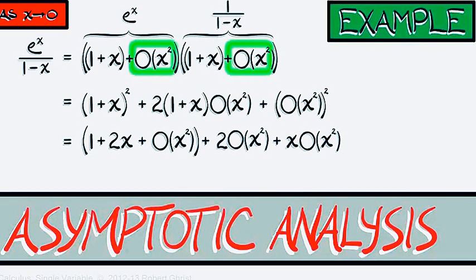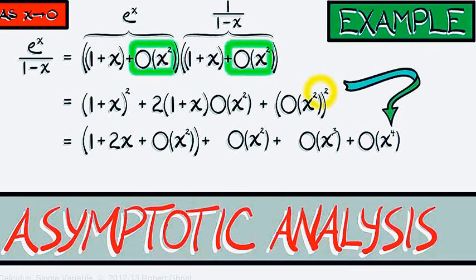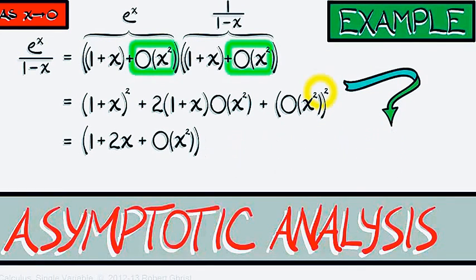Next, we have 2 times 1 plus x times big O of x squared. Multiplying that out to 2 times big O of x squared plus x times big O of x squared gives us what? Well, we don't care about constants with big O, so forget about that. And x times big O of x squared is big O of x cubed. Lastly, big O of x squared, squared is big O of x to the 4th.